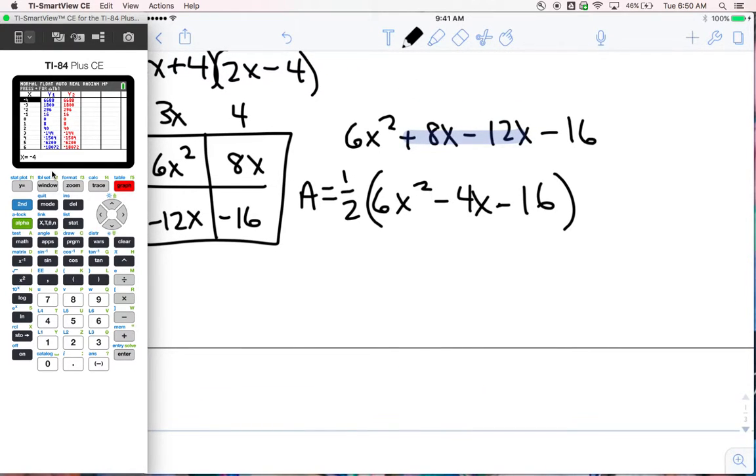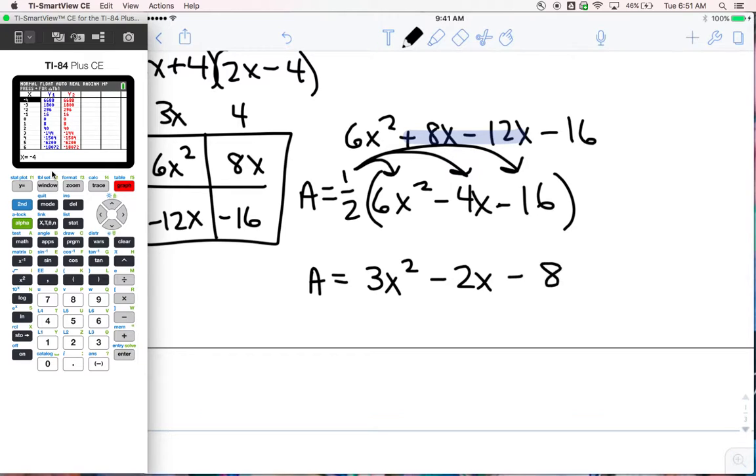That's what multiplying times 1/2 does. So my final area for a triangle is going to be 3x squared. 1/2 times negative 4 is going to be negative 2x. And finally, 1/2 times negative 16 is going to be negative 8. So this would be the area for my triangle.